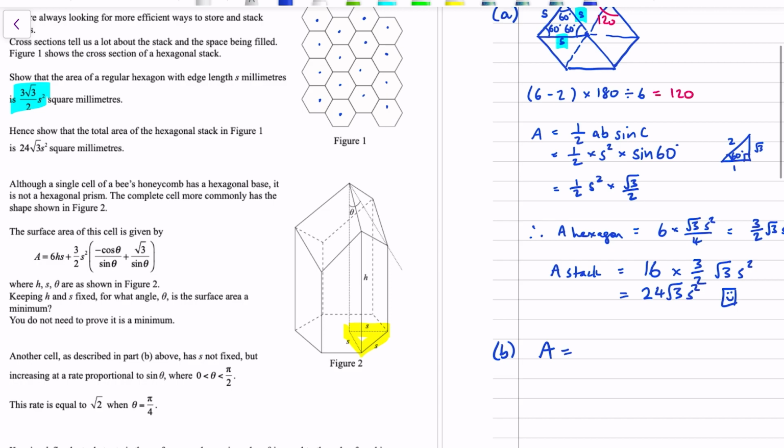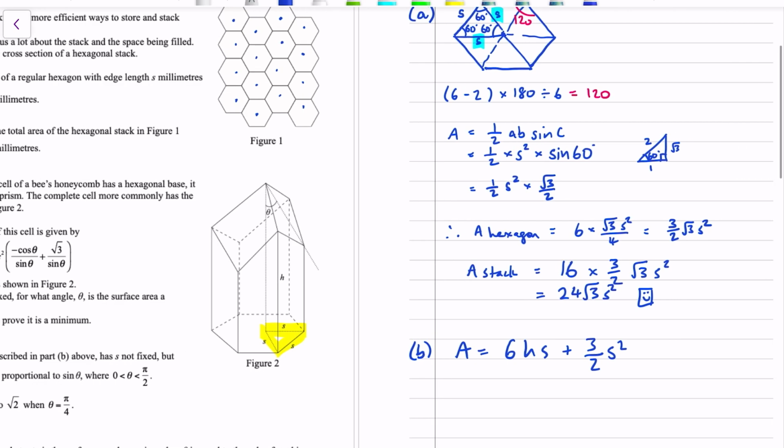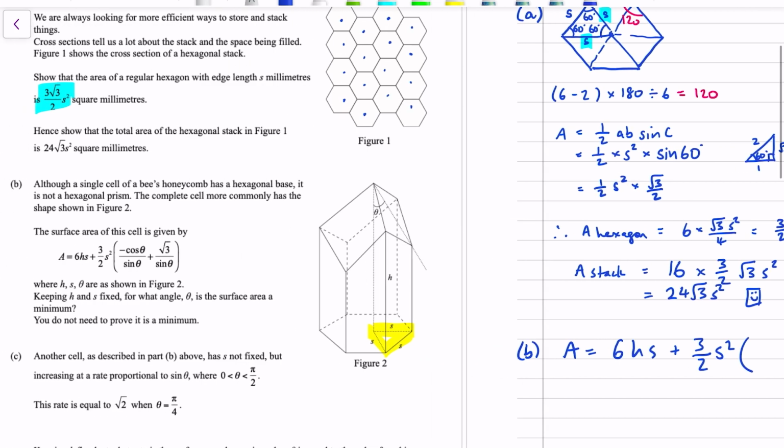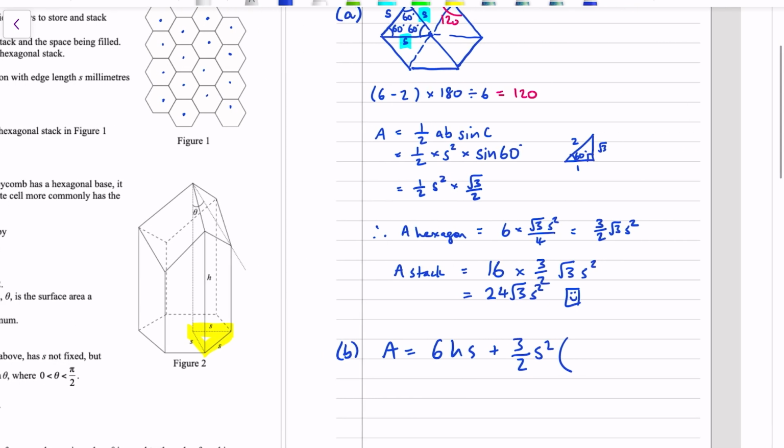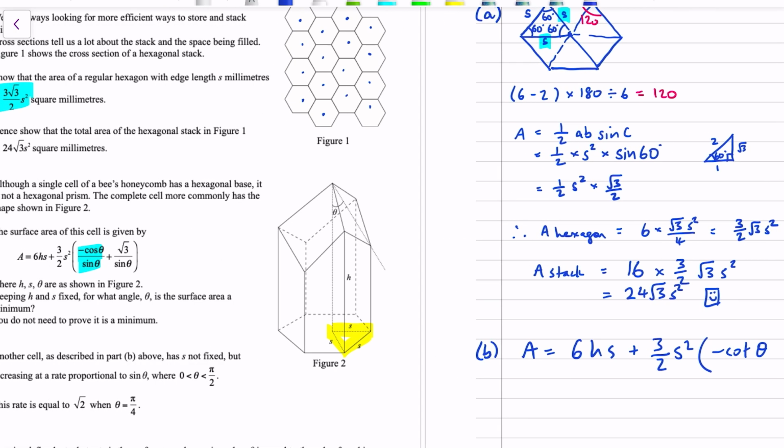Okay, area equals 6hs, that term there is going to disappear when we differentiate it, plus 3 over 2s squared, that's a constant. I'm just going to write minus cosine over sine, this part here, just write that as minus cotan, because it makes it quicker to differentiate. Cosine divided by sine is cotan. So we've got minus cotan theta, and then the last term, root 3 over sine theta.